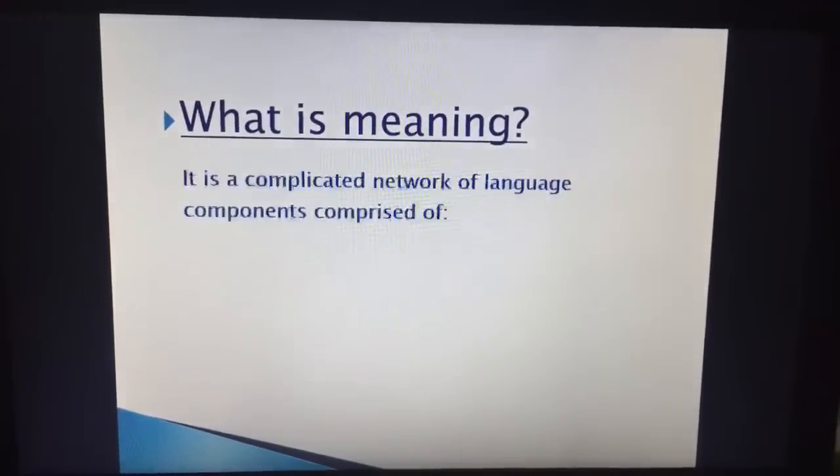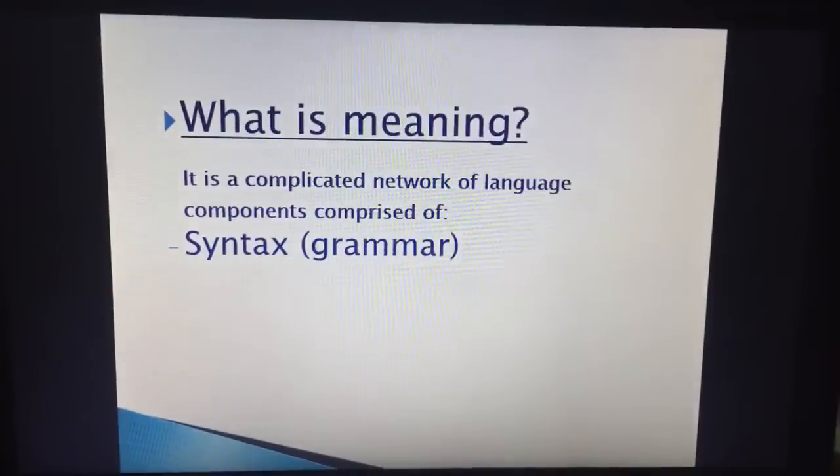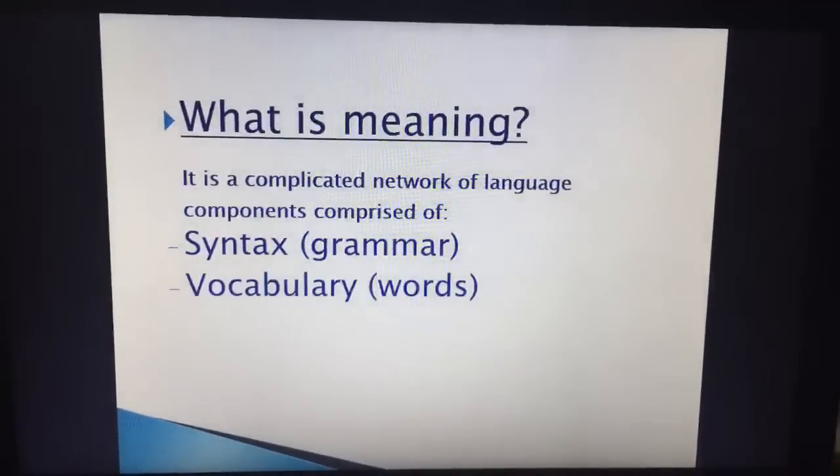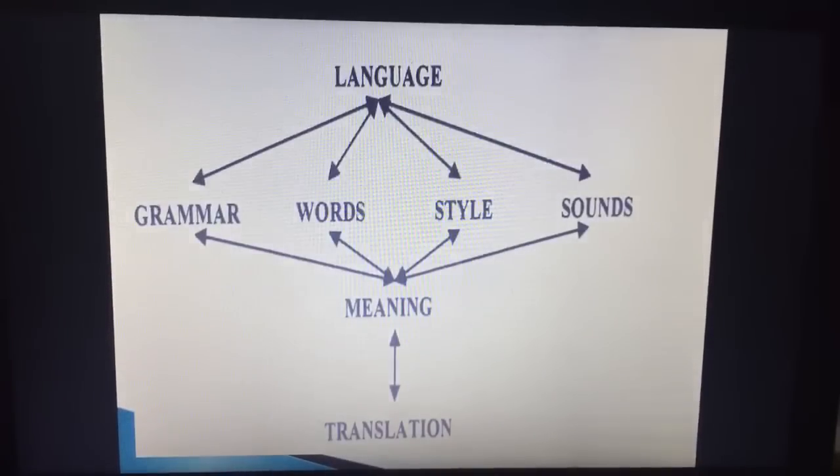Now, what is meaning? Meaning is a complicated network of language components which comprises syntax and grammar, vocabulary and words, style, phonology and sounds. And of course, if we look at it in this way, we find that language consists of grammar, words, style, and sounds, and all of them together give you the meaning, and that meaning is then translated into another language, and that's how you look at meaning and translation.